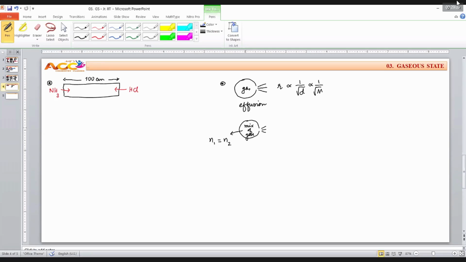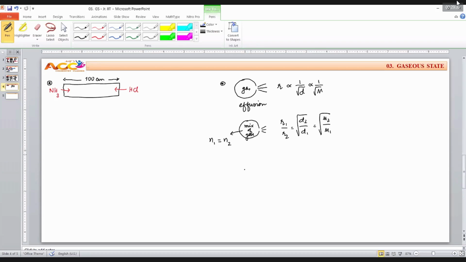What is the meaning of this? Number of moles of gas 1 and gas 2 are equal, say 50 moles of gas A and 50 moles of gas B. In that case, the only factors are density and molecular mass. Then R1 by R2, as we said previously, is root of density 2 by density 1, or it is root of M2 by M1.